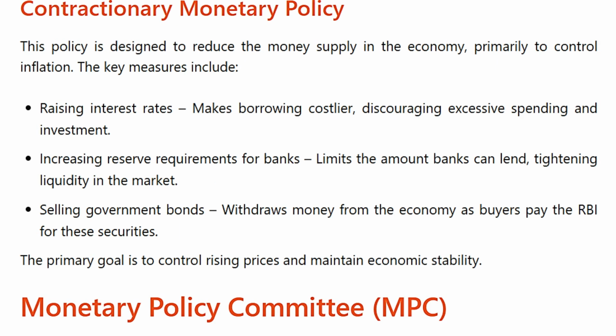Contractionary monetary policy. This policy is designed to reduce the money supply in the economy, primarily to control inflation. The key measures include raising interest rates, which makes borrowing costlier, discouraging excessive spending and investment; increasing reserve requirements for banks, which limits the amount banks can lend, tightening liquidity in the market; and selling government bonds, which withdraws money from the economy as buyers pay the RBI for these securities. The primary goal is to control rising prices and maintain economic stability.